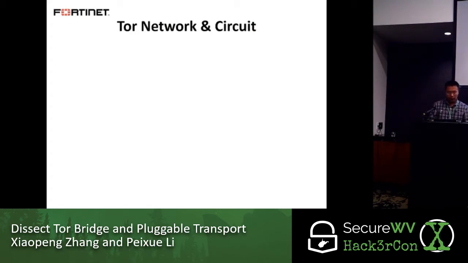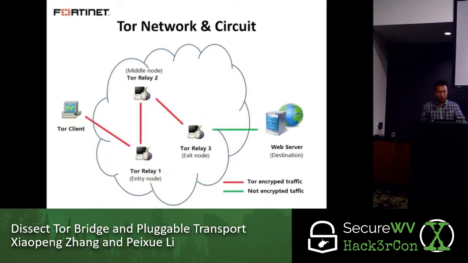So let's take a further look at the Tor network and the circuit. This is an established circuit between the Tor client and the destination web server. There are three relays on this circuit. The first relay is also called the entry node. The second relay is also called the middle node. The third relay is also called the exit node. Traffic along the red line is encrypted by Tor. Here is normal traffic.